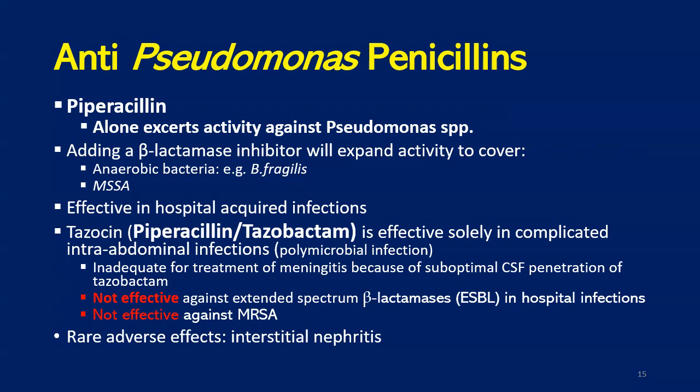It's not effective against most of the beta-lactams, except the carbapenems, against the ESBLs, and it's not effective against the MRSA. None of the penicillins is effective against MRSA. Generally, Tazocin is very safe, but in some cases it could induce interstitial nephritis, which could be reflected as nephrotoxicity.